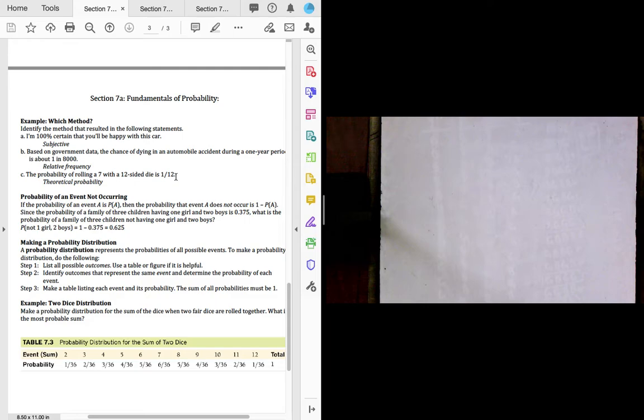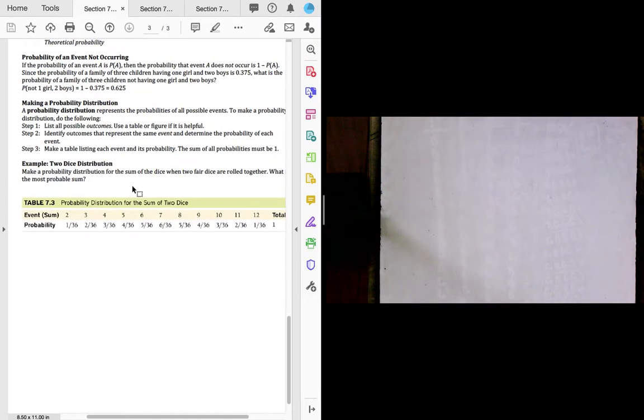That's actual probability. There could be a 12-sided die, and I haven't seen one, but I know they exist. In that 12-sided die, each side has an equal likelihood of landing on the top. So rolling any number, 7 or 10 or 1, would all have that same probability of 1 in 12. That's actual theoretical probability.